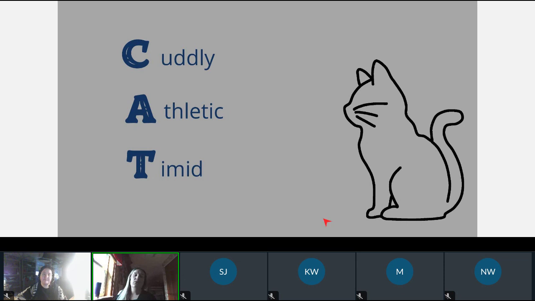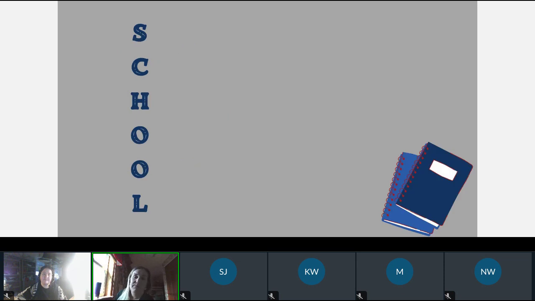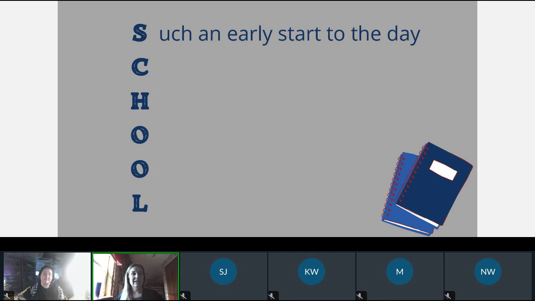If we get into going for a full line, for example, say this one's called school, okay? First line is such an early start to the day. See how it starts with S, but we're doing a whole line. Doing a complete sentence. Or if you don't want to do a complete sentence, it can be a few lines or a few words. It doesn't have to be a full sentence. You can play around with the length as much as you want.